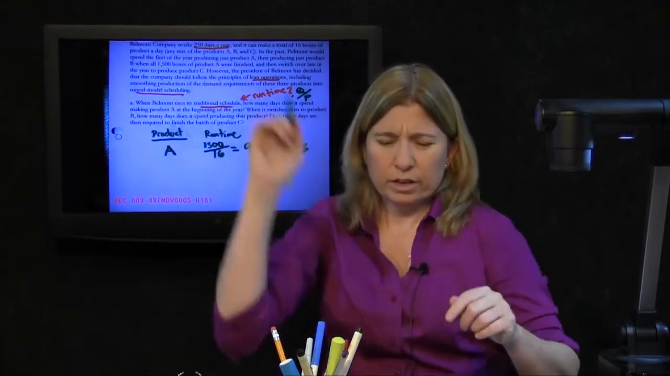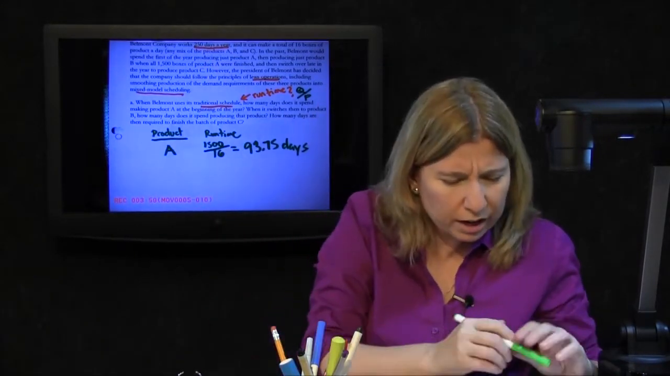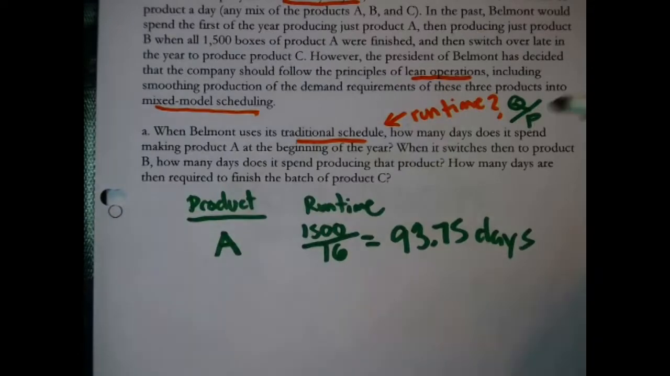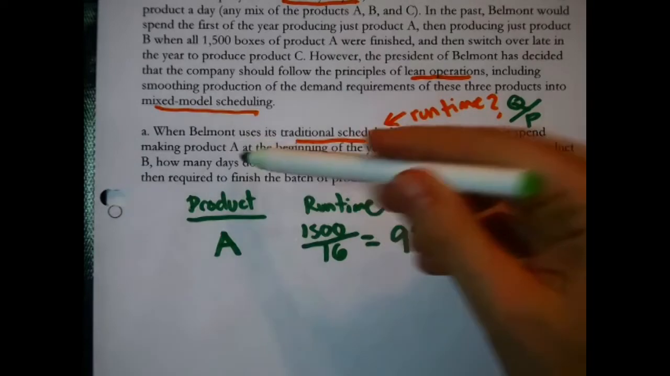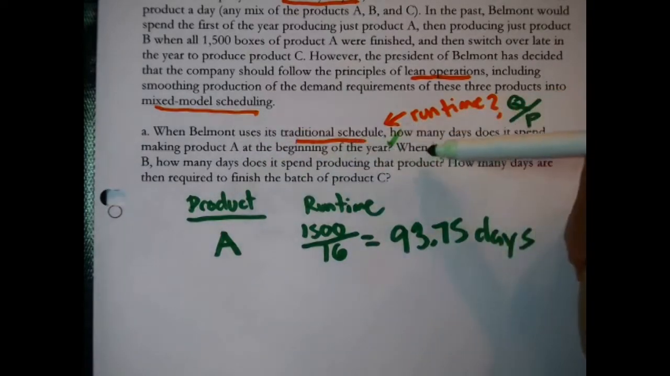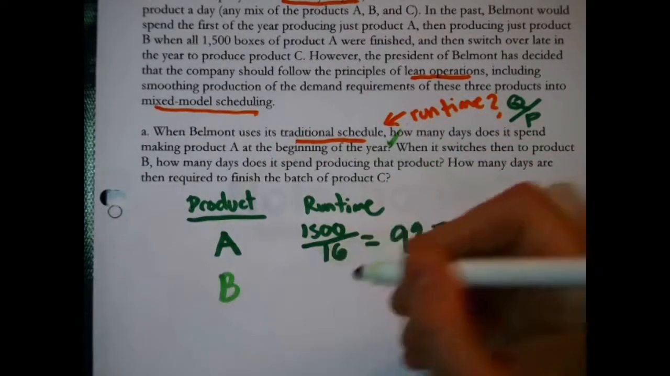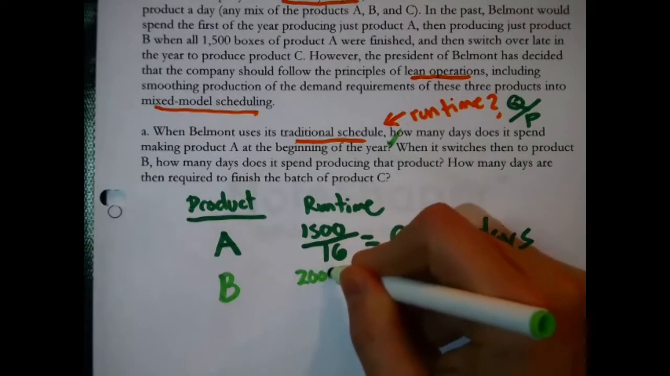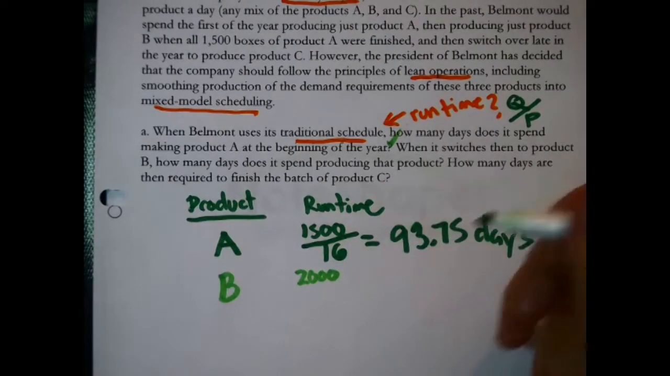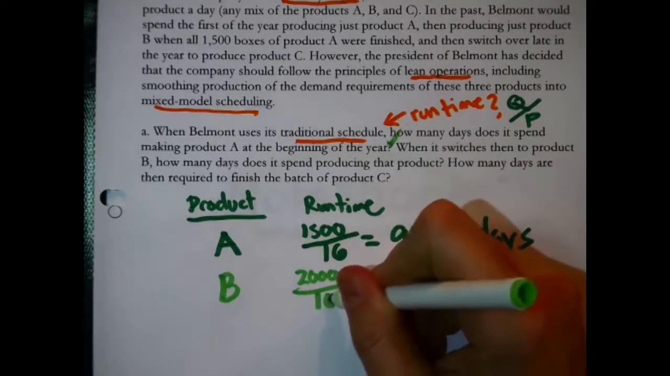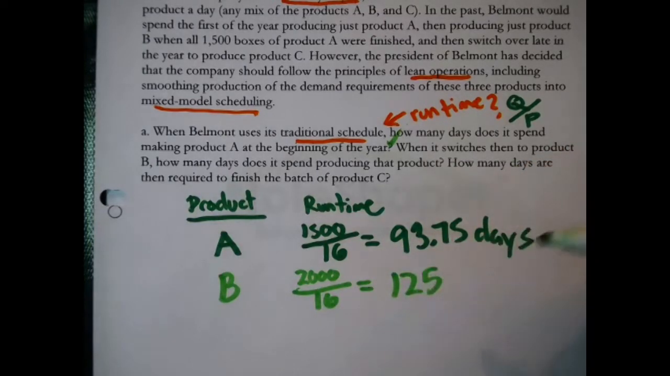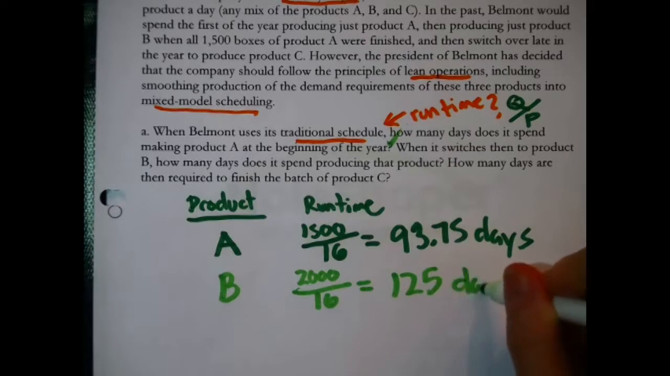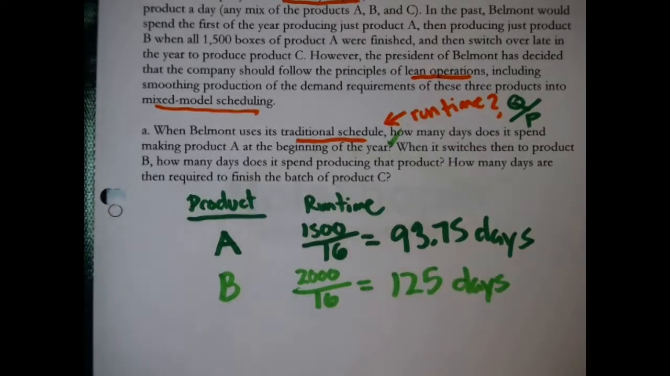Now wait. This question actually asked about all 3 products. We just did that part right there. When it switches then to product B, how many days does it spend producing B? All right, B you need to produce more. It said 20,000 overall a year. It's the same production rate though of 16. So I see on my calculator 125, which is to say, okay, then they spend 125 days producing B.